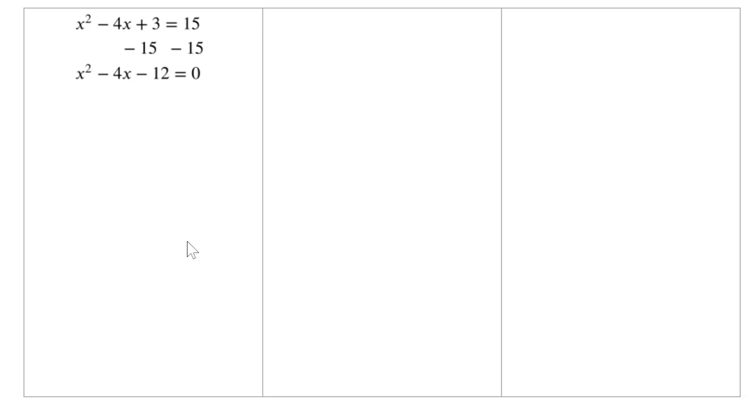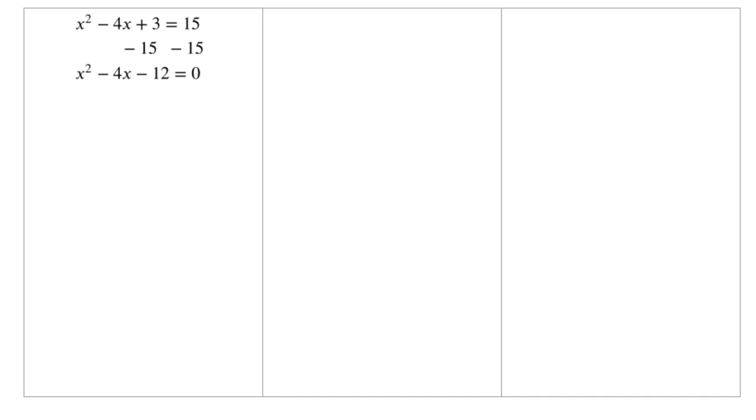Let's look at a few other examples. In this next example, we are not currently in standard form because we know this needs to equal 0. So sometimes you need to rearrange things. I need to get rid of the 15 over here, so I'm going to subtract 15 from both sides. Now I have x squared minus 4x minus 12 equals 0.